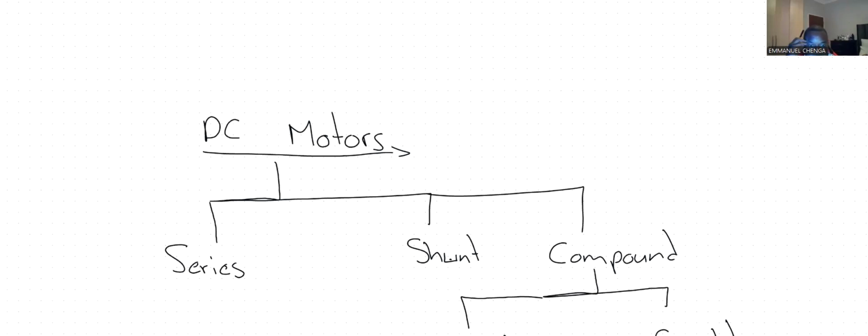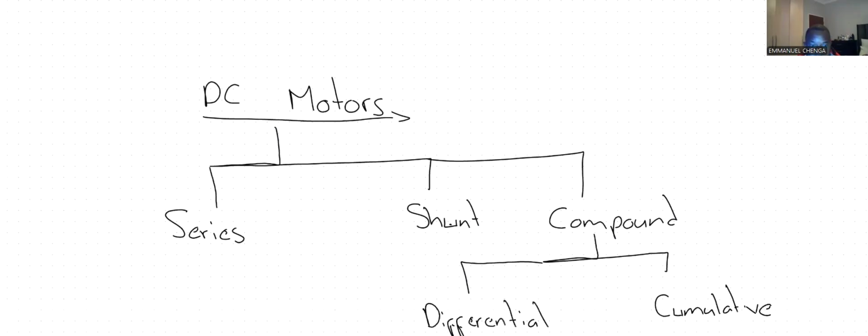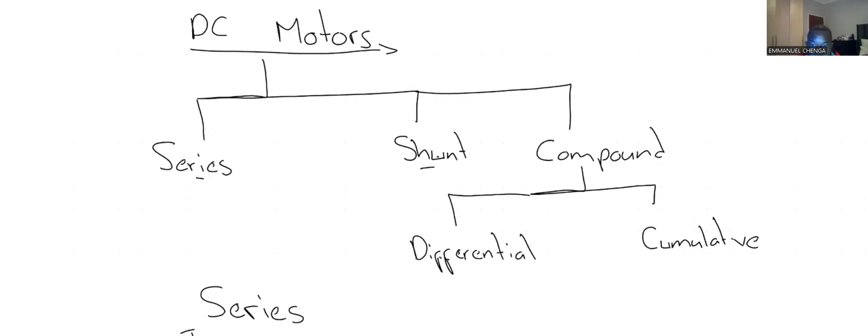So as I mentioned in the previous video, we're going to talk about DC machines. Now I want to talk about DC motors. On DC motors, you can have three types: the series motor, the shunt motor, and the compound motor. Under the compound, you can have two types: the differential compound motor and the cumulatively compound motor, whereby you can also have the long shunt and the short shunt. For now, let's focus on the series.